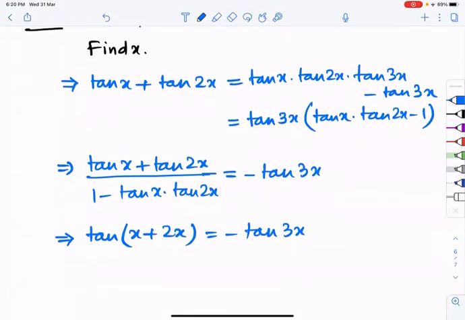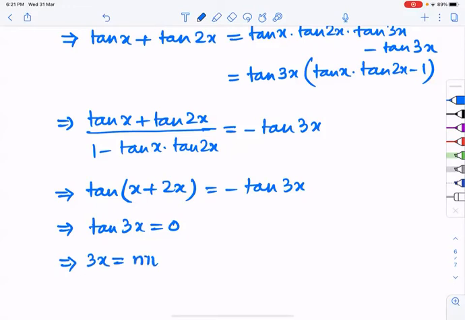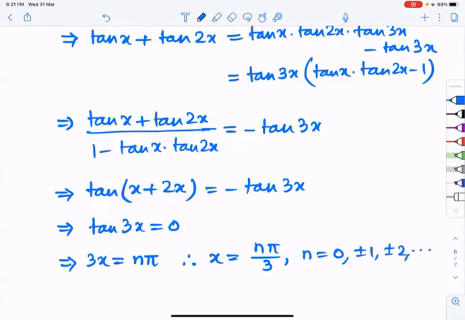So I'm getting tan 3x equal to minus tan 3x. What does that mean? That means 2 times tan 3x equal to 0, that is tan 3x equal to 0, which means 3x equal to n pi, that is the formula, where n is those integers, and therefore I can write x is equal to n pi by 3, where n is nothing but 0 or plus minus 1 or plus minus 2. So this type of solution I am getting.